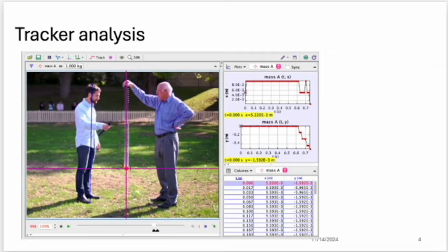Here is the Tracker analysis. I set the origin as the bottom of the slinky since that's the motion that we're trying to analyze. And then I just kept tracking the motion of the bottom of the slinky as the slinky was dropped from that height.